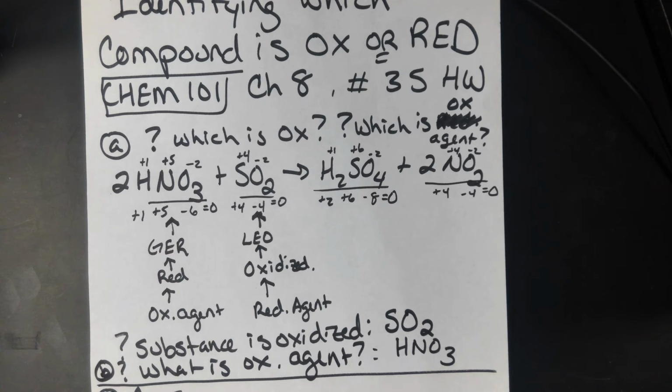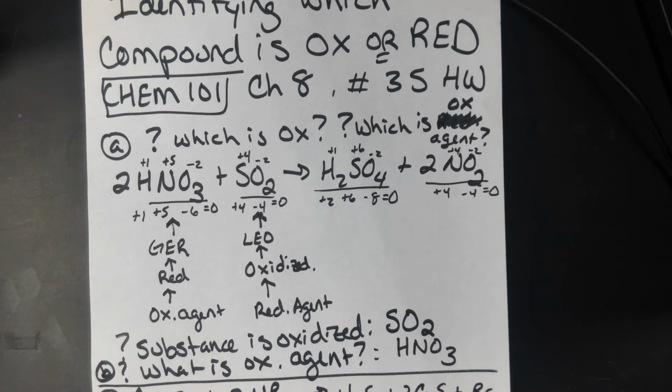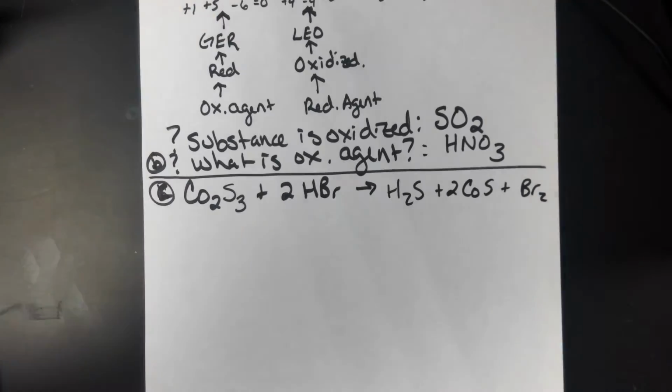So then we move on to part C. It's another example that I did not write out just yet, but it's CoS3, 2 HBr become H2S, COS, and Br2. Maybe I should give myself some room to write. Okay. So we have to assign oxidation numbers to these, and this one's a little trickier. I'm not even showing it. There we go. Sorry, guys. So this is part C.